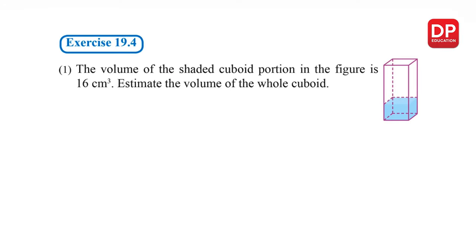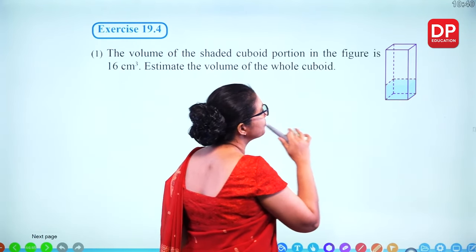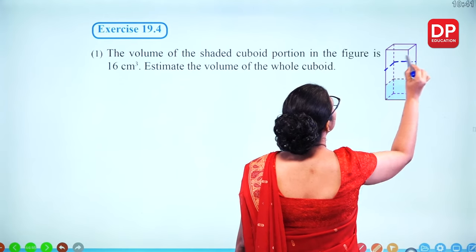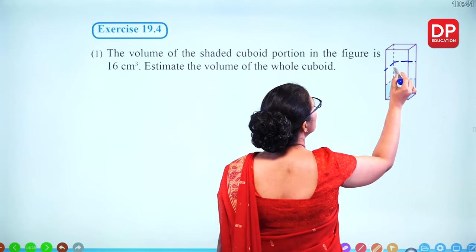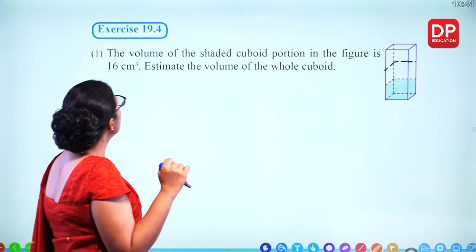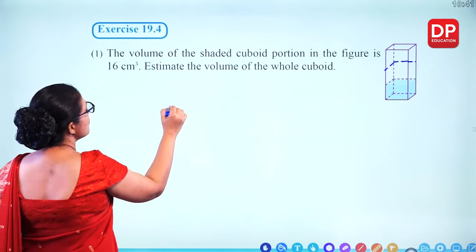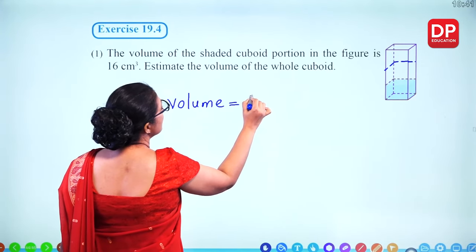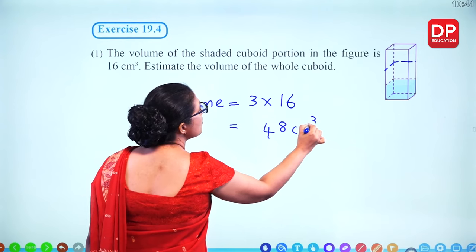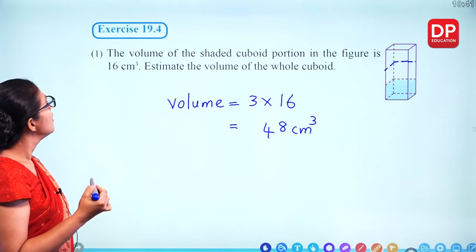Exercise 19.4. The volume of the shaded cuboid portion in the figure is 16 cubic centimeters. Estimate the volume of the whole cuboid. What can you say about this? How many can we take like that? 1, 2, 3. 3 layers like that. So what's the volume? Each one is 16. So you can say this is an estimate. 3 times 16. 48 cubic centimeters. The volume of the whole thing.